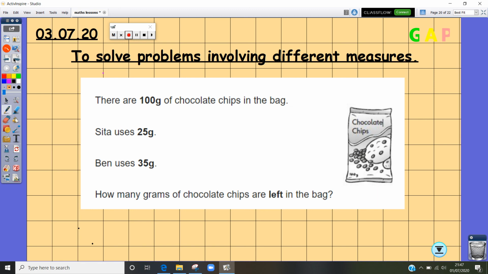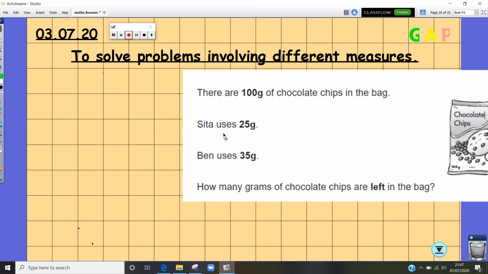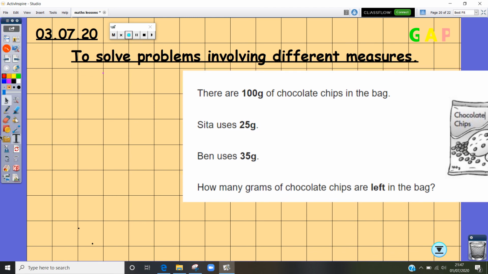Okay, let's have a look at the next one. So this one is a problem where we need to do some calculating. So I'm going to just move this over a little bit. Okay, so I've got some space to work. So the first thing I need to find out is my important information. So let's have a look.